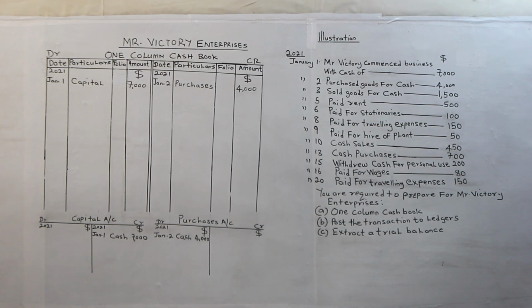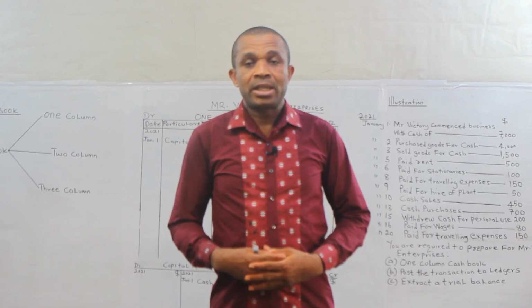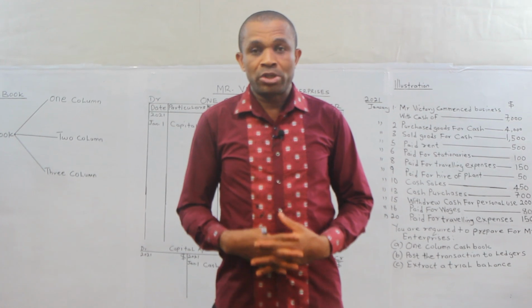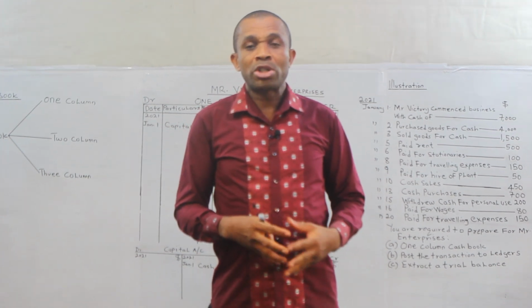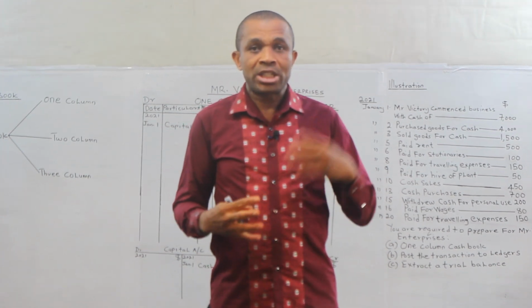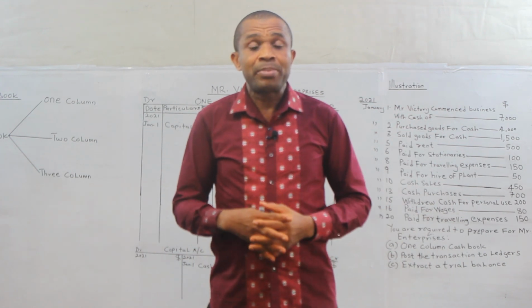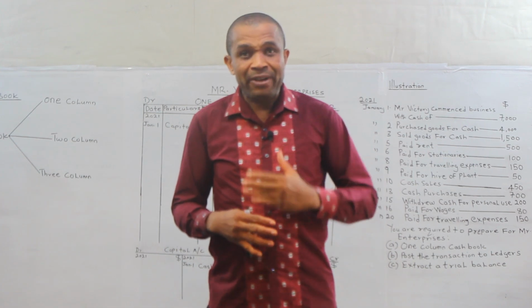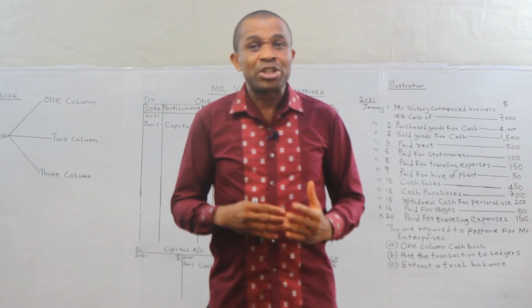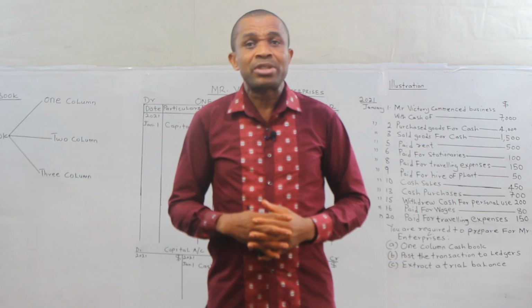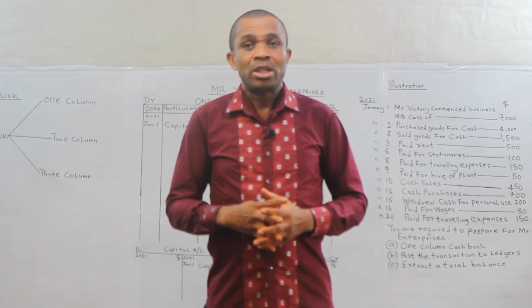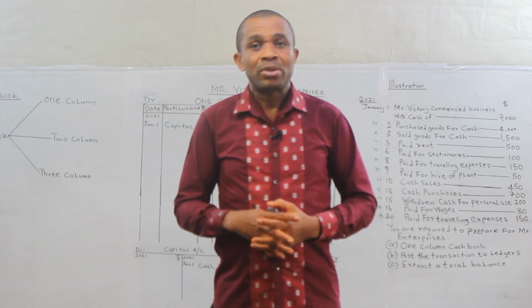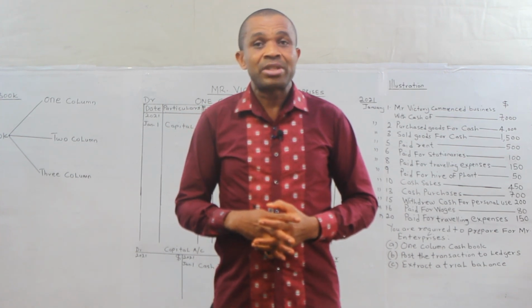Credited with $4,000. January 3rd, sold goods for cash, $1,500. Does cash come in or does cash go out? Cash came in because of sales. So sales is the giver. The money was received as a result of sales. Therefore, sales is the giver. Therefore, we debit the cash account and credit the sales account.